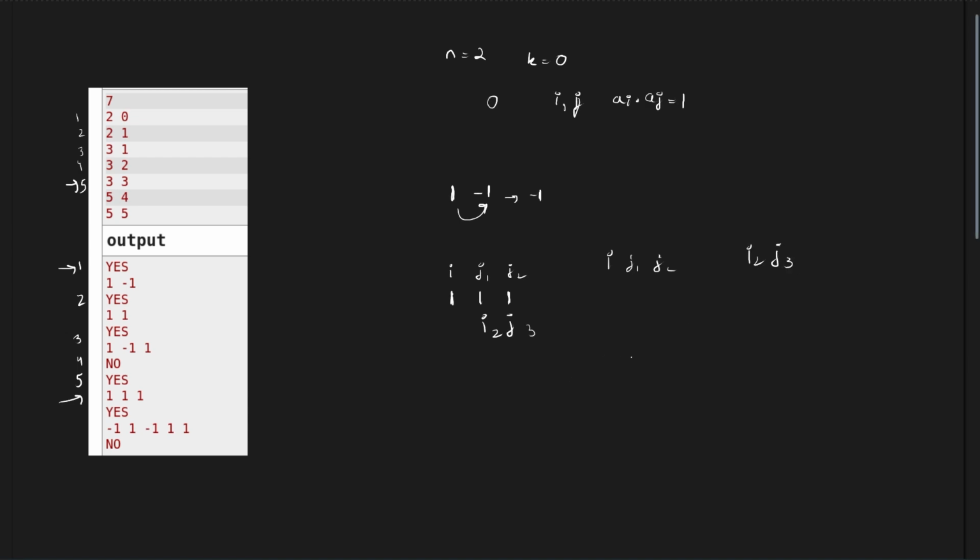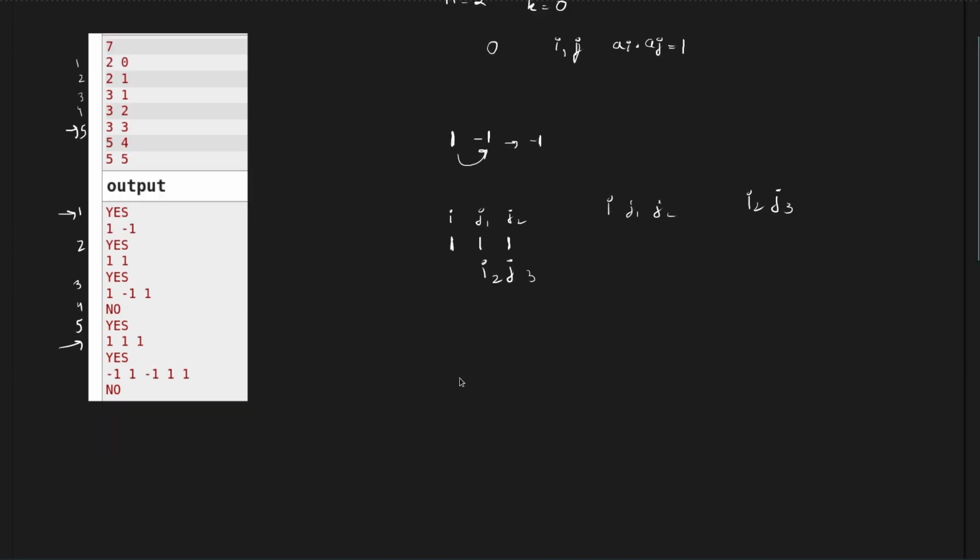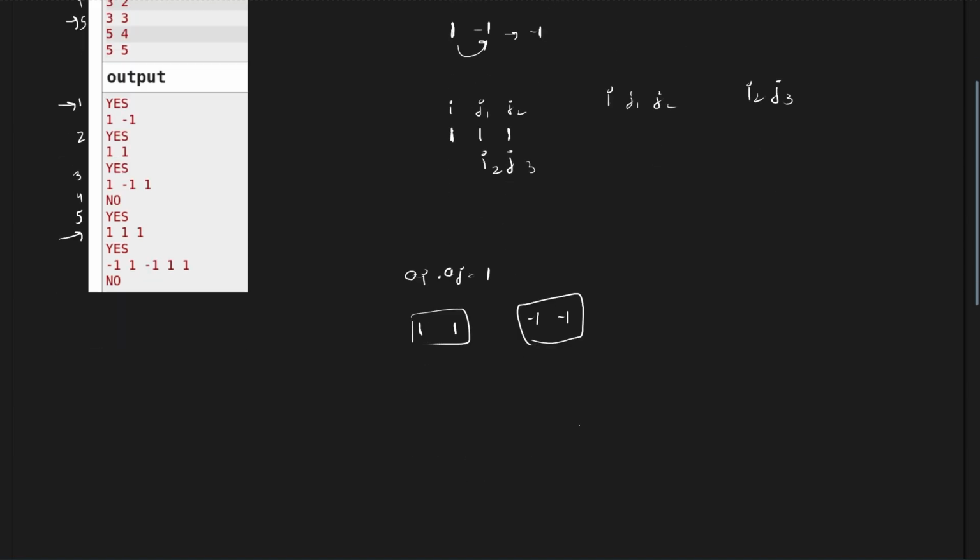Now, how do we actually form this answer? Now we have understood the question. We will discuss how we can form this particular answer. You would observe that a i into a j will be equal to 1 only when a i and a j are both 1 or a i and a j are both minus 1, right? So this is our first important thing about the problem. Since these are the only two values we can take, these will be the only combinations that we can form.